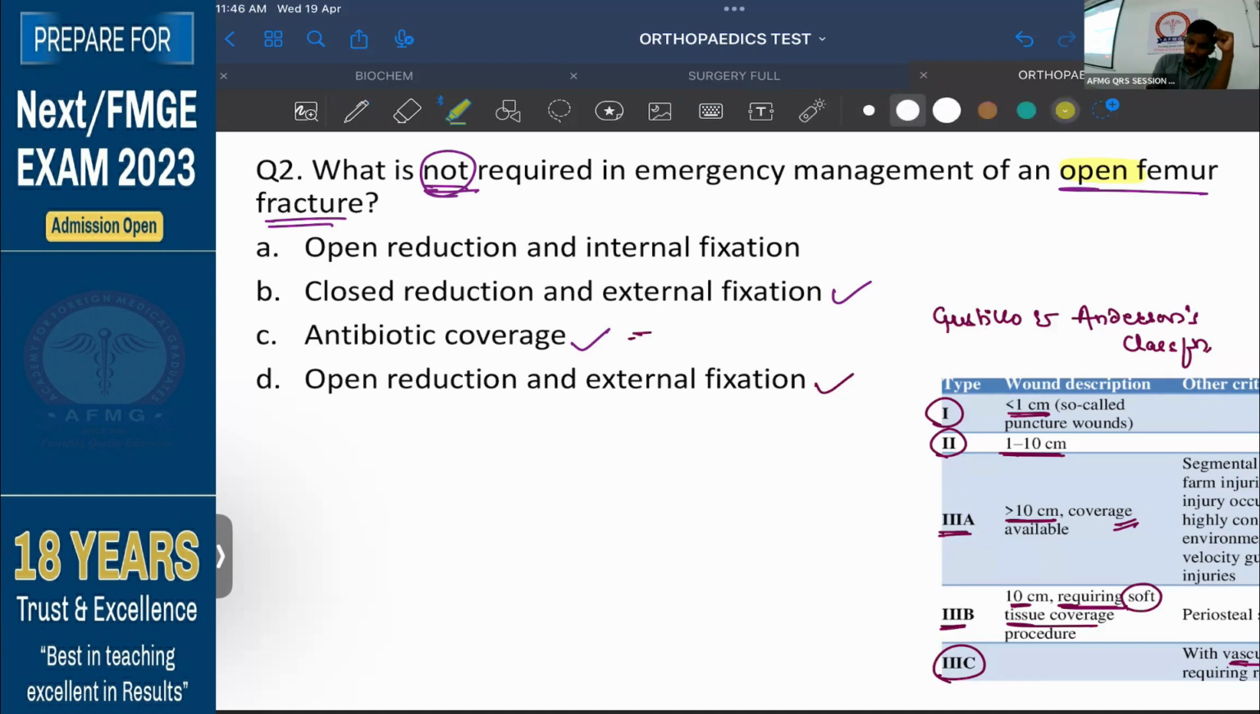They have asked about what? That is the reason why I have changed my answer. They have asked you about the emergency management. Emergency मतलब at the time of fracture immediately तुम क्या करने वाले हो? तुम immediately भी internal fixation करोगे क्या? नहीं करते.